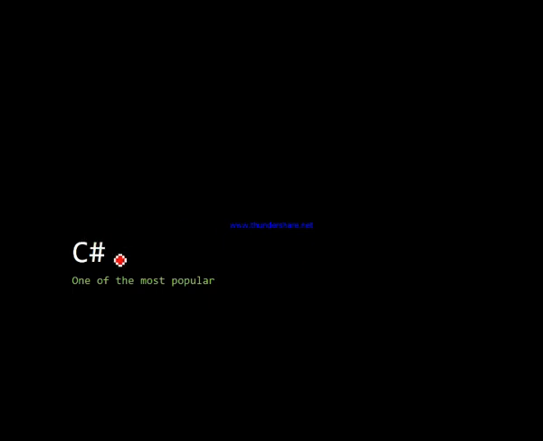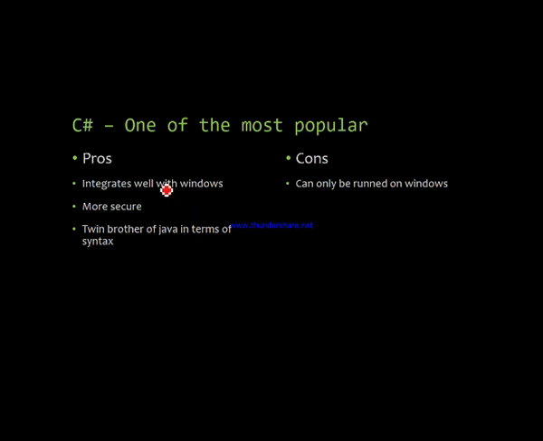Let's jump to the next language, C Sharp, my favorite one. This is the first one I learned, that's why it's my favorite one. It is also one of the most popular languages. Its pros: it integrates well with Windows. Let me explain what this means. This means that it uses the .NET. You must have seen those .NET versions in your Windows. It uses that for programming. That's why it integrates well with Windows.